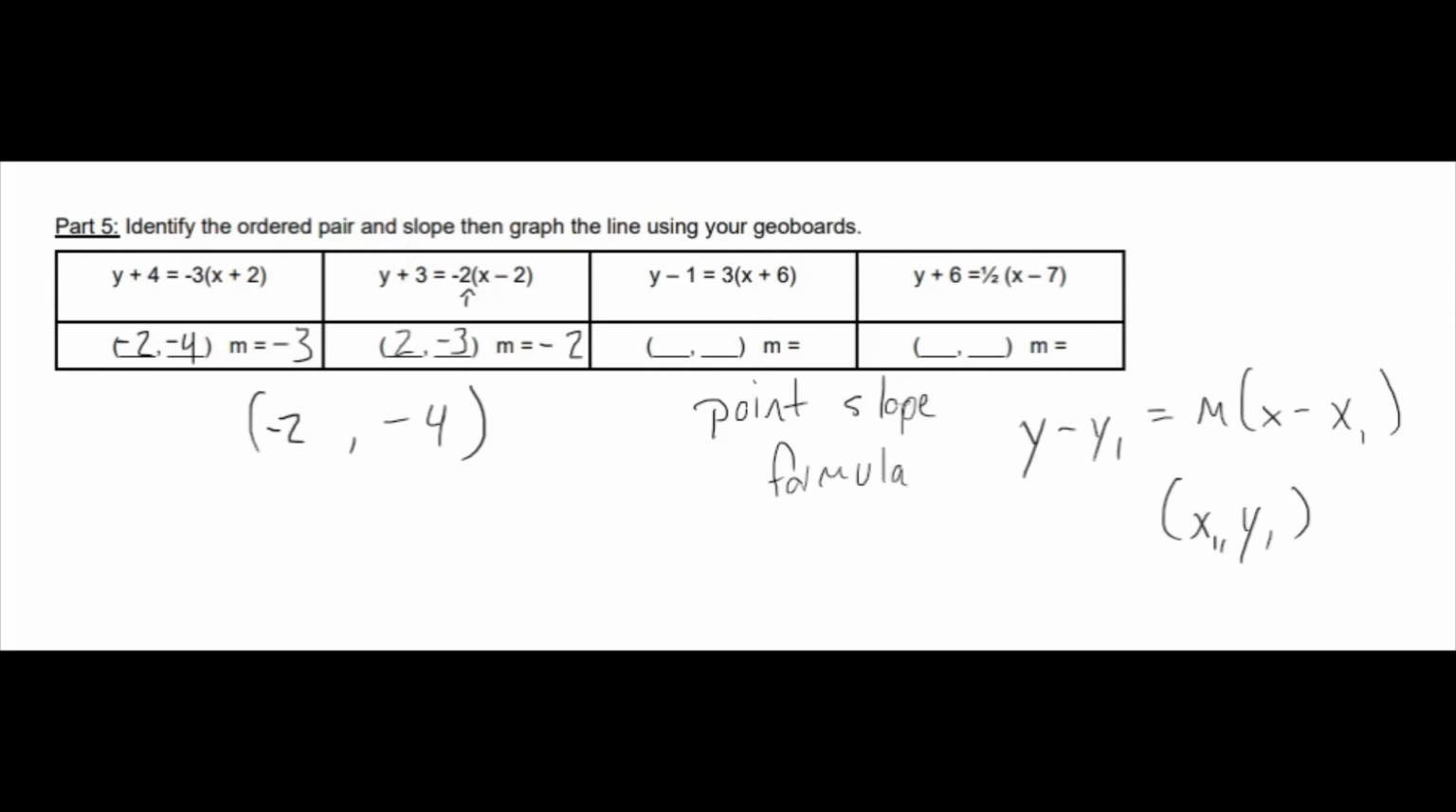For the third problem, we have the 3 for the m. We have a positive 6 for the x, so we need a negative 6 to compensate. And we have a negative 1 for the y, so we need a positive 1. For the last problem, we have m is equal to 1/2. We have a negative 7, so we need a positive 7. And we have a positive 6, so we need a negative 6.